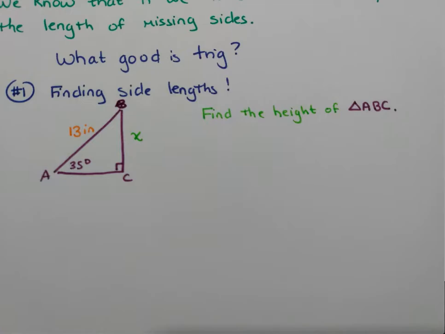So let's say I gave you this right triangle. It has that 35-degree angle. We're going to use that one again. And the hypotenuse is 13 inches. And I want to know the height of the triangle. Maybe I want to look at finding the area of this triangle, and so I need the height to be able to do that.